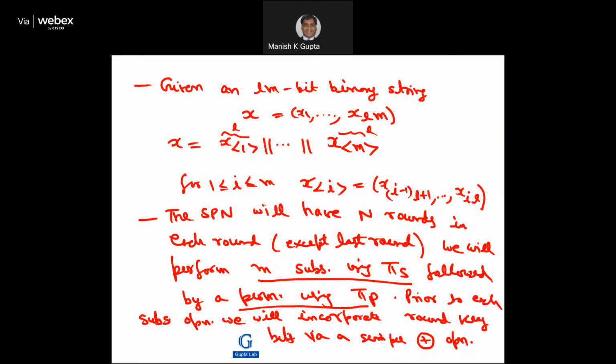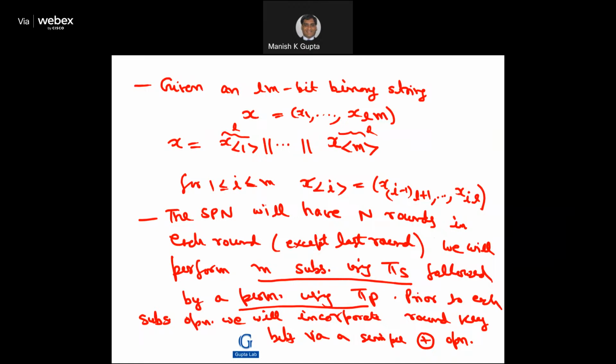So I think you can, because mathematicians like, the idea is really very simple, but you want to formalize it mathematically, so you can denote some notations. X is equal to x1, x2, ..., xLm, the plain text. You can divide it into these blocks, L bits, L bits, L bits, right? Something like this. So SPN will have N rounds. In each round, except the last round, we will perform m substitutions using pi s, followed by a permutation using pi p.